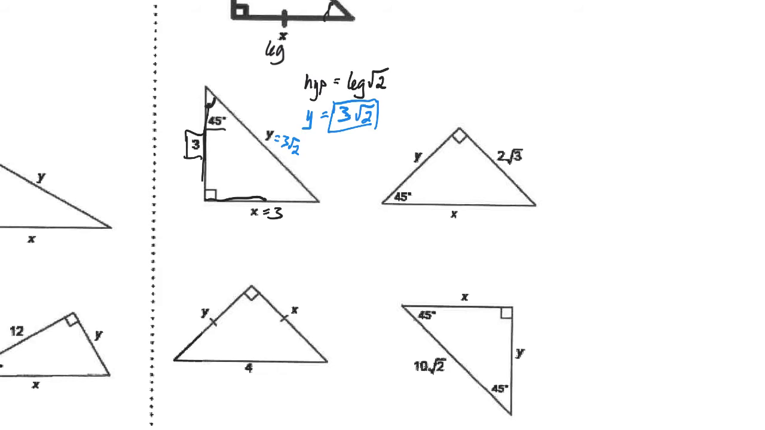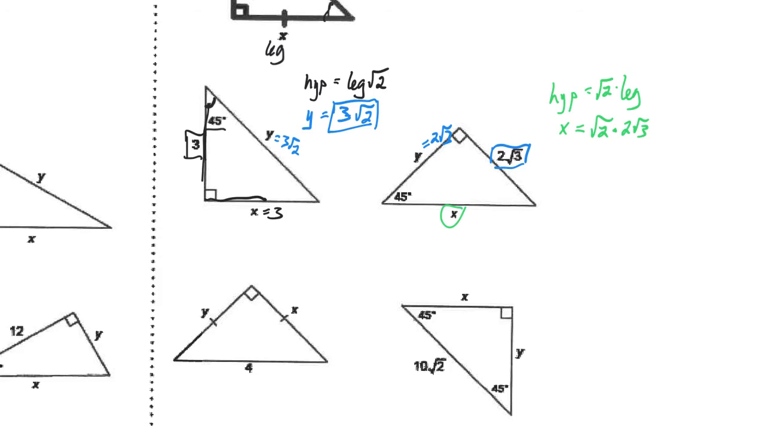Okay, pretty simple. For the second one here, here's a leg that's 2 radical 3. So that tells us that the other leg is also 2 radical 3. Then I could use my formula. Hypotenuse equals radical 2 times the leg, or leg times radical 2, same thing. And then I can use that to find the x. So the hypotenuse is x. X equals radical 2 times the leg. The leg is 2 times radical 3.